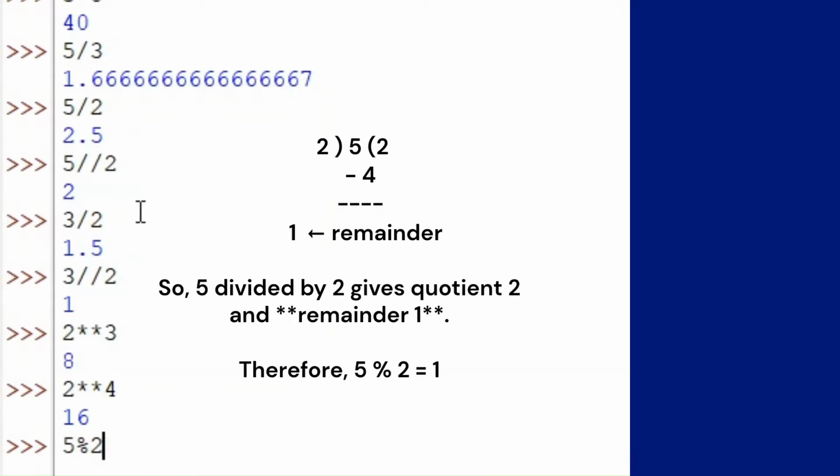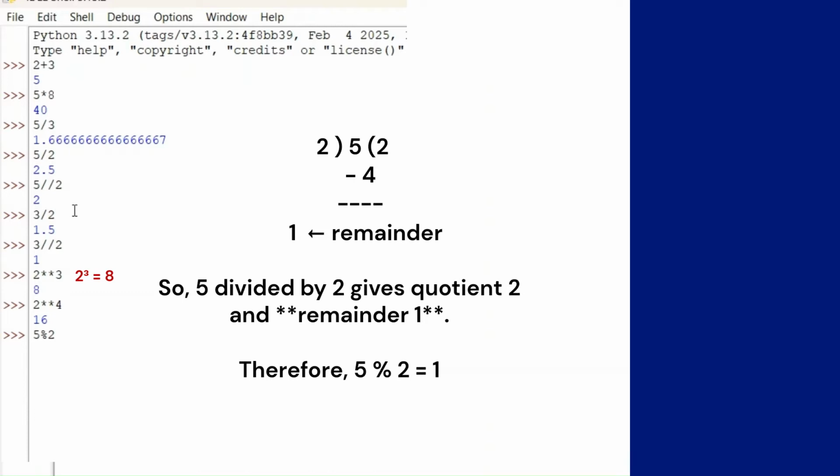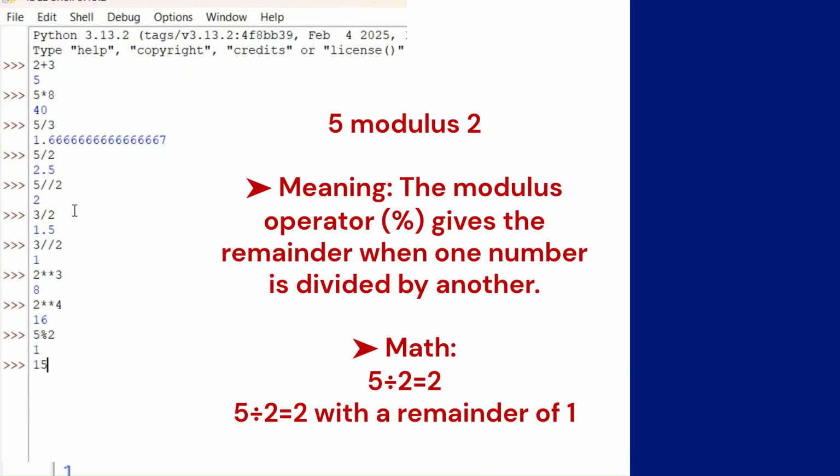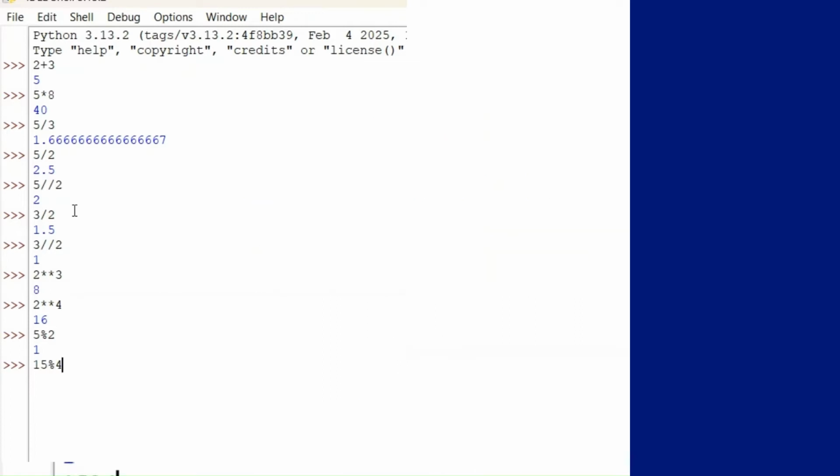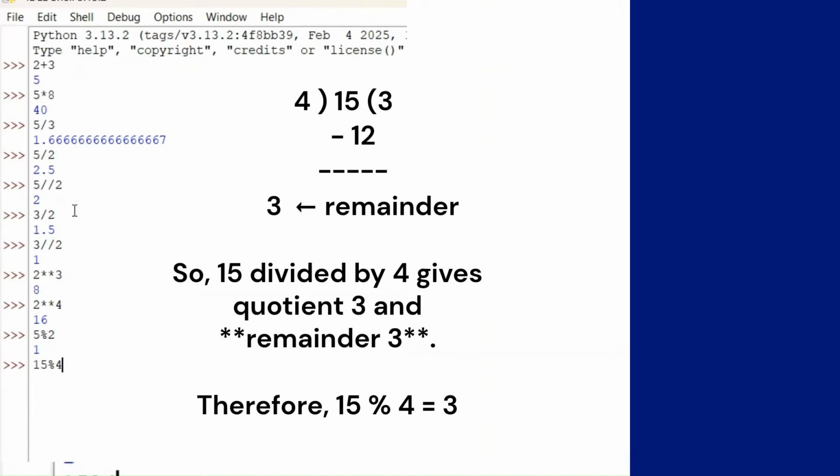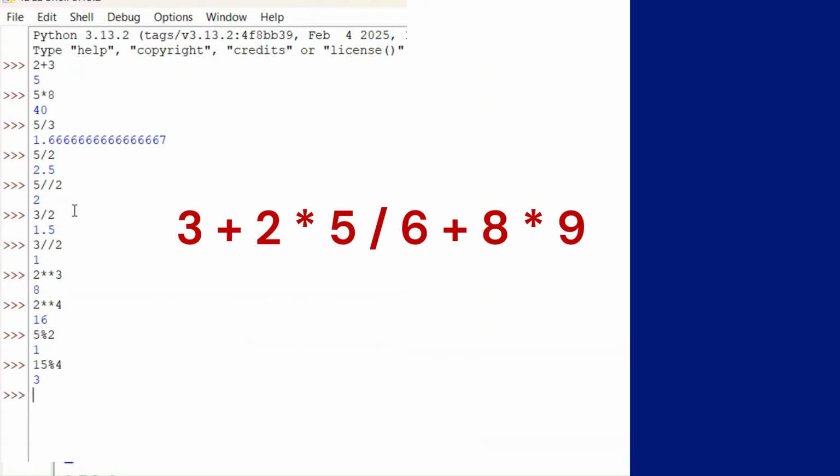Now, let us do 5 % 2. When 5 is divided by 2, the quotient is 2 and the remainder is 1. So, 5 % 2 is 1, not 2. Remember, the modulus operator gives us the remainder, not the quotient. Similarly, 15 % 4 is 3.